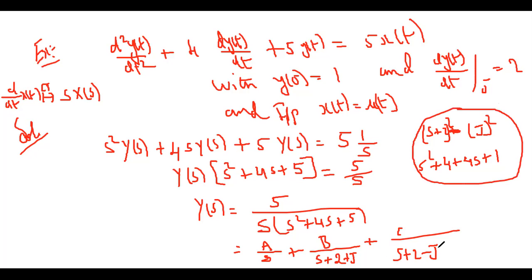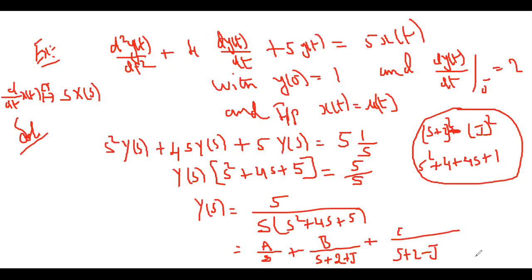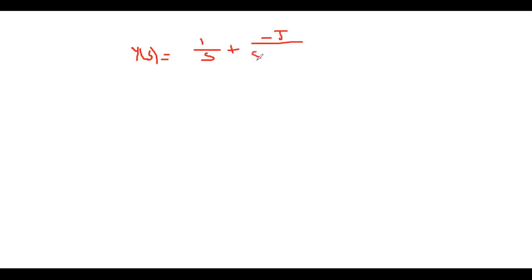These are the roots we will get, a plus b into a minus b. Simplify here to find the a, b and c values. What is the a? Substitute in any equations, compare the equations, or substitute s is equal to 0. S is equal to 0, you will get the b and c. S is equal to 2 plus j and s is equal to 2 minus j, you can substitute. A is equal to 1, b is equal to minus j, and c is equal to j, we will get. Okay. So after finding a, b and c, I am directly writing this equation: y of s is equal to a is 1, 1 by s, plus b is minus j by s plus 2 plus j, and c will get plus j by s plus 2 minus j. Got it, my dear students.